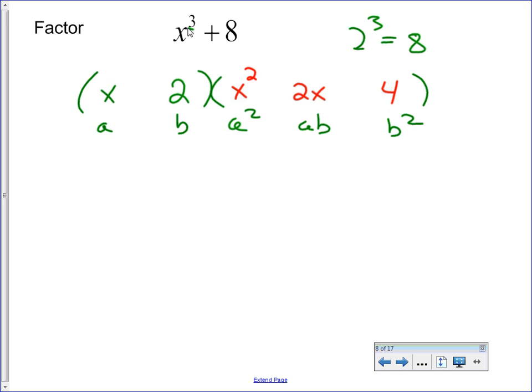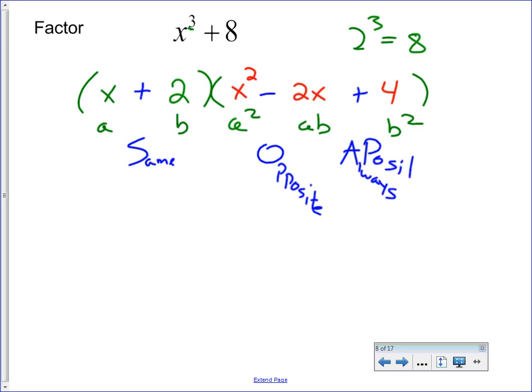Then to find the signs, we just remember the acronym SOAP. This was a sum of cubes, so the first sign is plus, because S stands for same. The next sign is negative because the O stands for opposite. And the last sign is a plus because this stands for always positive, as we went over in class.